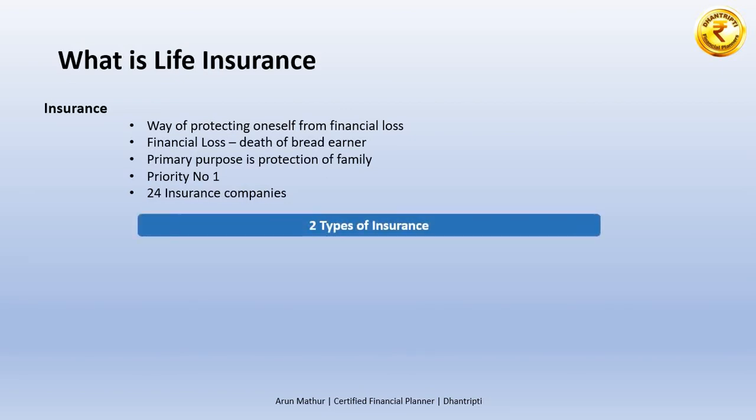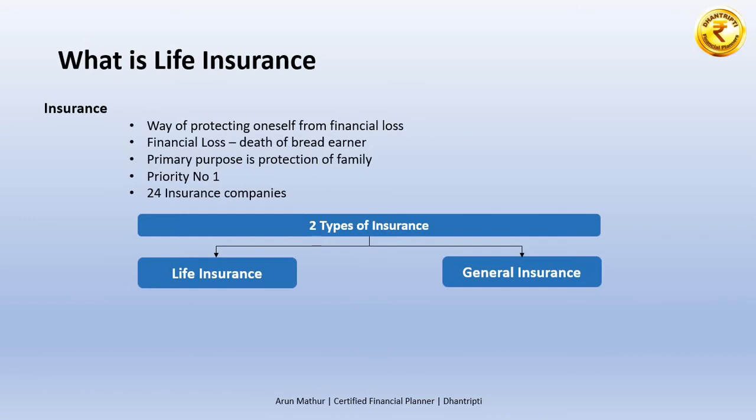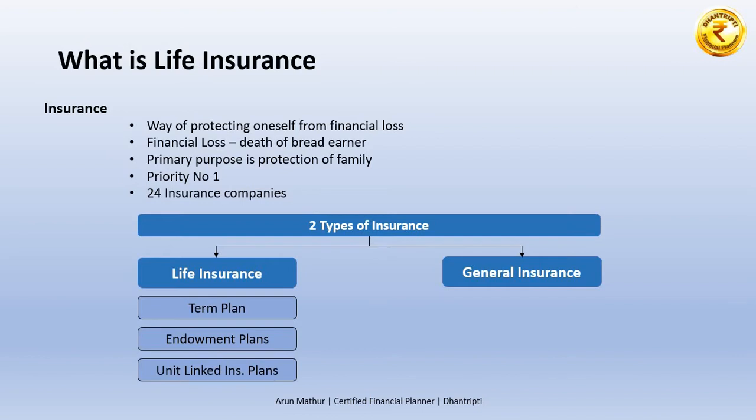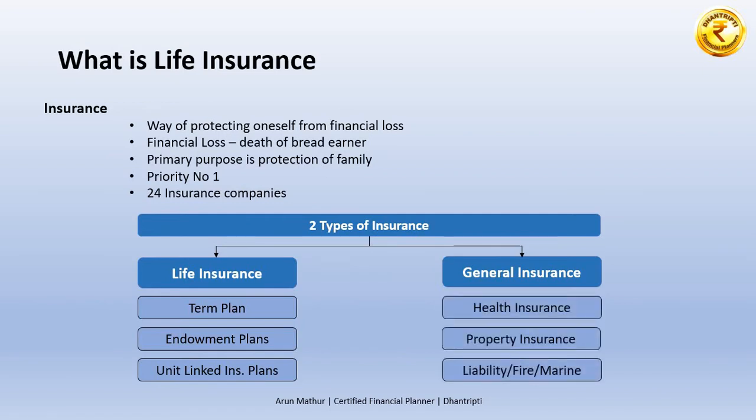Now, there are two types of insurance. One is called life insurance and the other is called general insurance. Life insurance can again be of three types. It can be a term plan, an endowment plan, or a unit linked insurance plan. General insurance is concerned with health, property, or other insurances like liability insurance, fire insurance, marine insurance. All of them come under the category of general insurance. We will focus more on life insurance in this presentation.